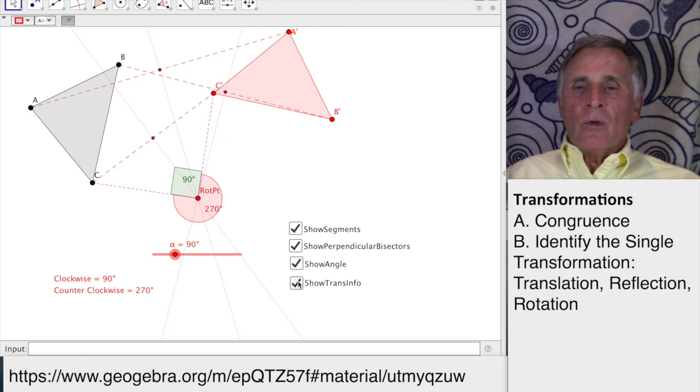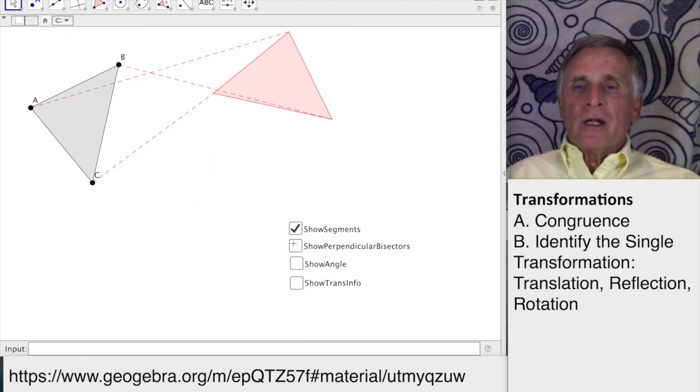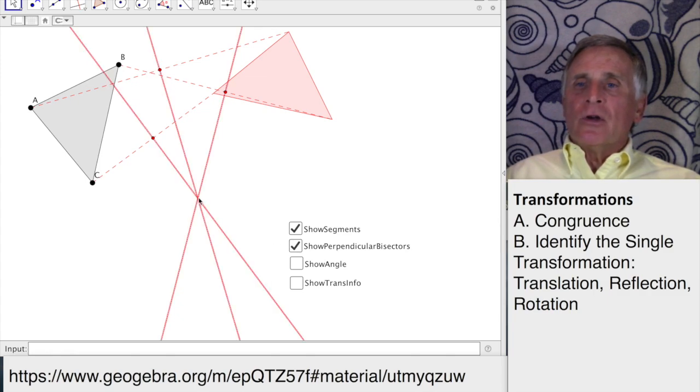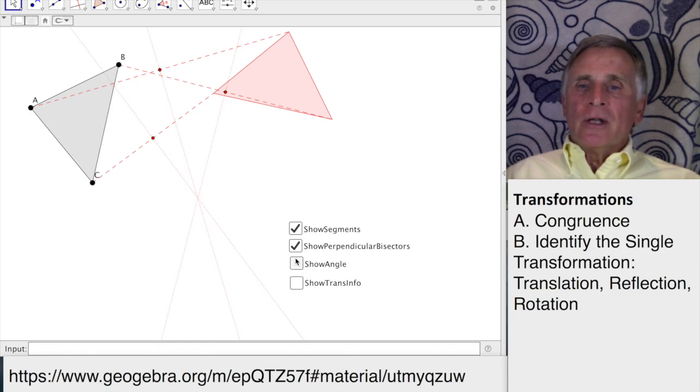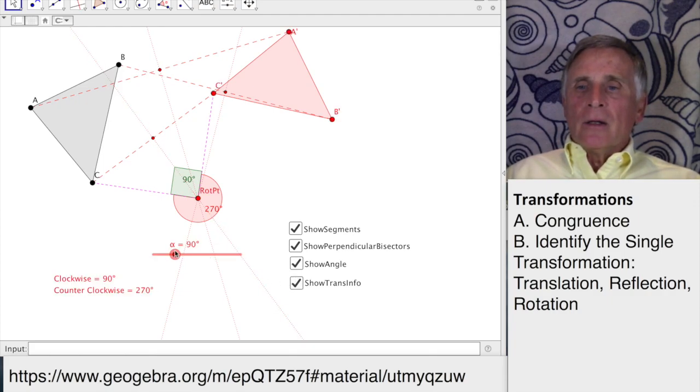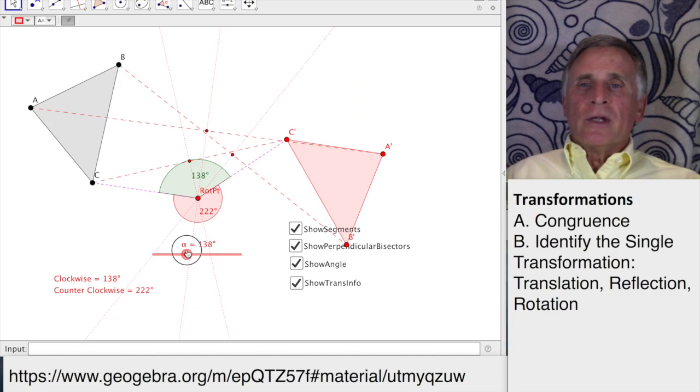So we started the same way. We look at the segments from each point to its corresponding point. Since they're not parallel and of the same length, we go to the perpendicular bisectors. These perpendicular bisectors all intersected at a single point. That's your point of rotation. You can then calculate the angle of rotation by drawing it in and then measuring. And this again was one of these dynamic things.